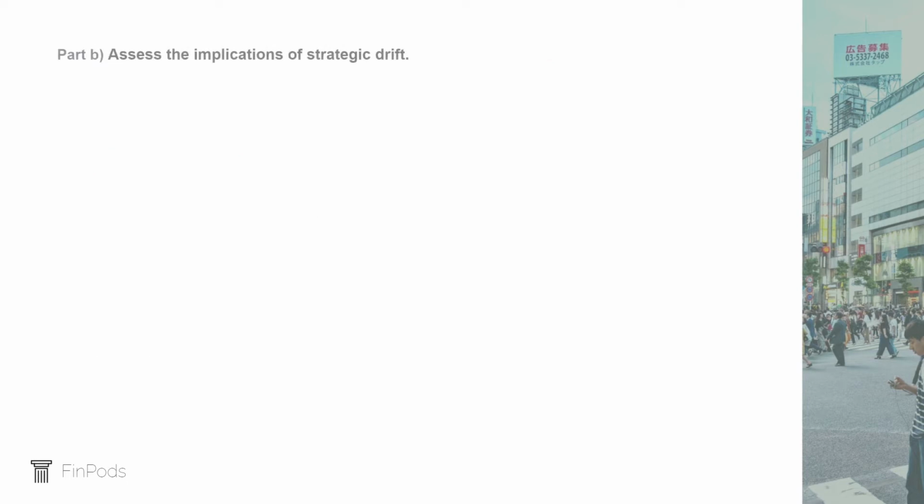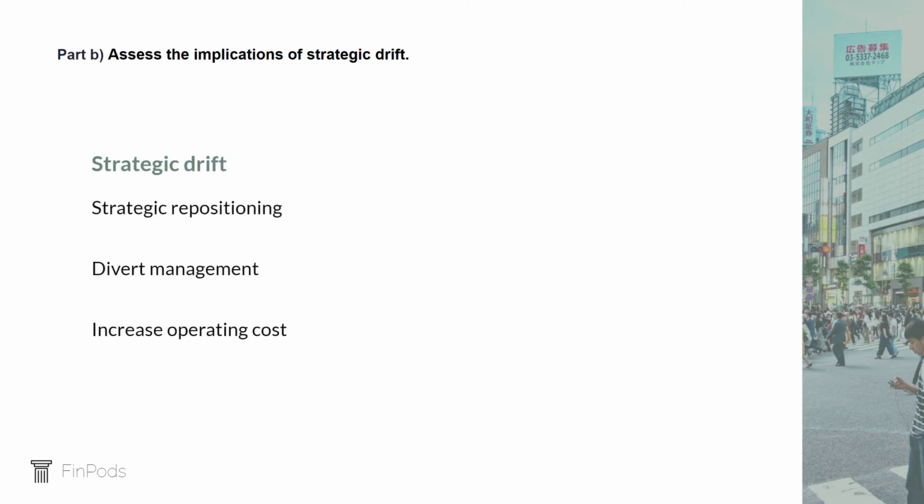Part B. Assess the implications of strategic drift. Strategic drift can be defined as a scenario when an organisation's strategies fail to address its strategic position to the external environment, particularly in response to environmental change, leading to a deterioration in the organisation's performance. Environmental change is inevitable. To survive such changes and to avoid strategic drift, companies need to respond effectively to opportunities and threats present in the market.